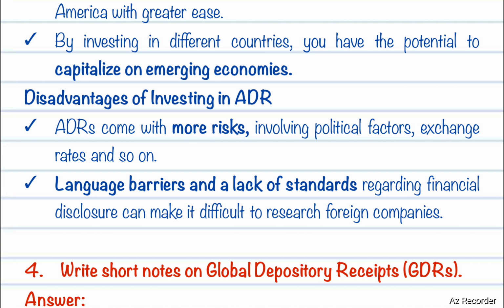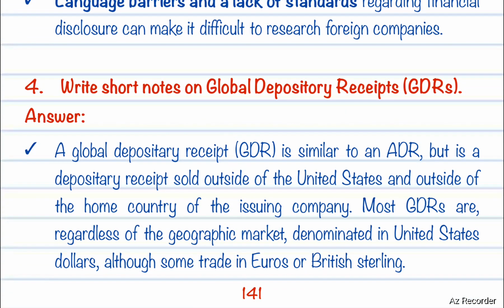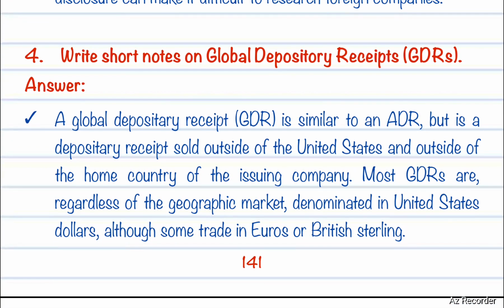Next, write short notes on Global Depository Receipts (GDRs). A Global Depository Receipt is similar to an ADR, but is a depository receipt sold outside of the United States and outside of the home country of the issuing company. Most GDRs are, regardless of the geographic market, denominated in US dollars, although some trade in euros or British sterling.